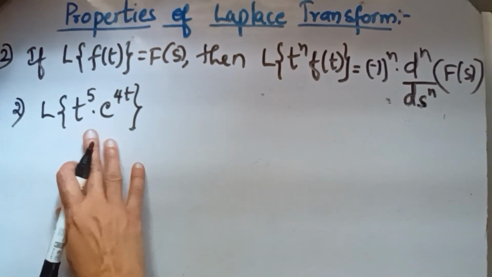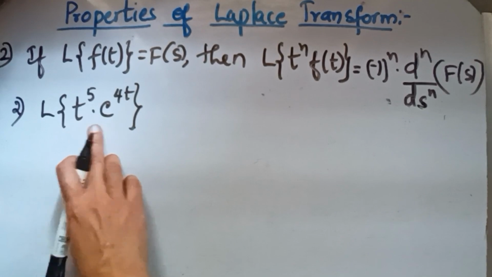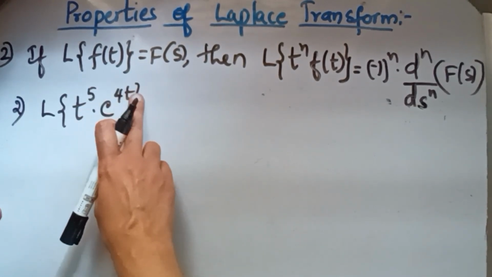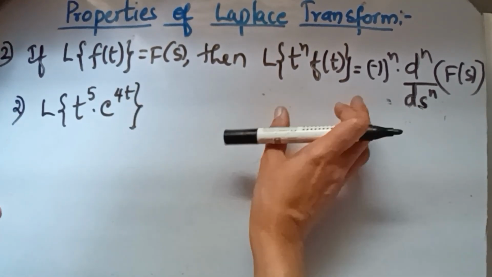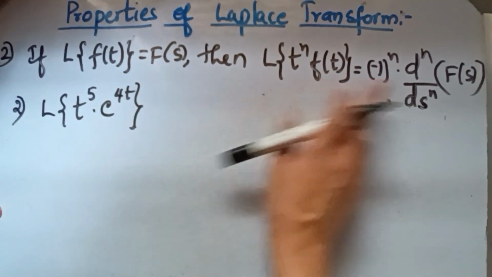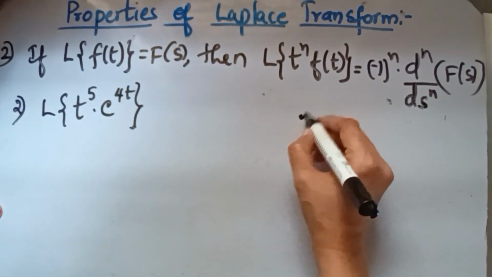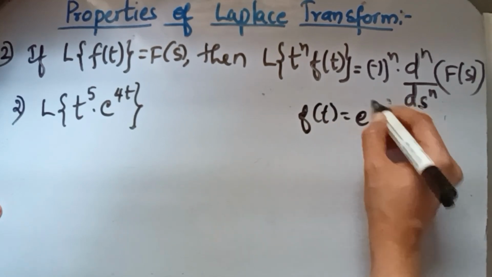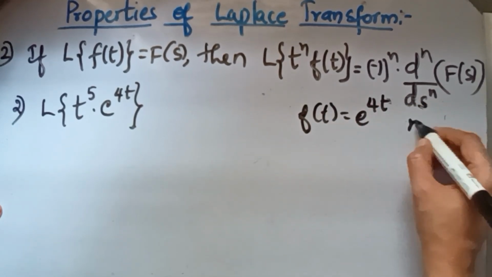Now take up one more example. You have to find the Laplace transform of t to the power 5 times e to the power 4t. Here you can apply either this property or the previous shift property also. So let us apply this property first. Here f of t equals e to the power 4t and n equals 5.